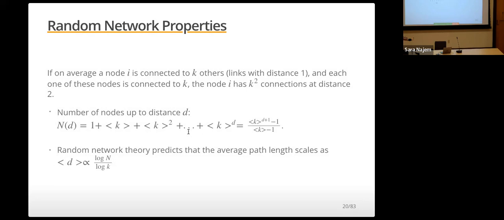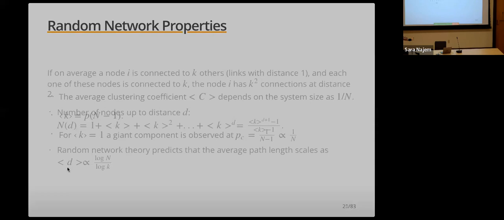You can ask the number of people that are a distance d away from me. So I'm at distance 0 from myself. I have k at distance 1 from me, k squared at distance 2 from me, and you can go up to distance d. If you take the large n limit and simplify, taking the logarithm, you would find that the distance scales like the logarithm of n over the logarithm of the degree. And this is also a very important aspect of random networks. So in random networks, the distance scales as the logarithm of the number of people involved. Okay, so this is how far things can move.